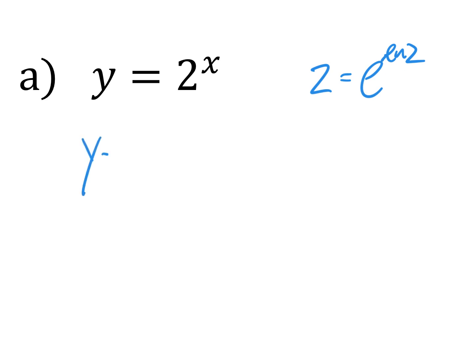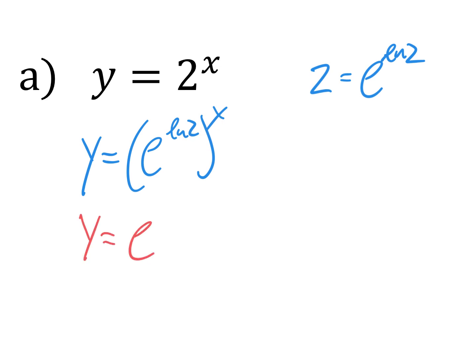So let's replace this here. This is e to the natural log of 2 to the x. Now this is a long route. We're going to find a shortcut in a minute. Using our power to power rule for exponents, we can multiply these two. This is e to the natural log of 2 times x. Power to power, we multiply.